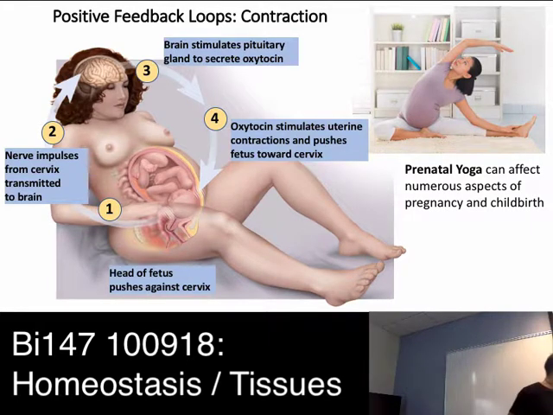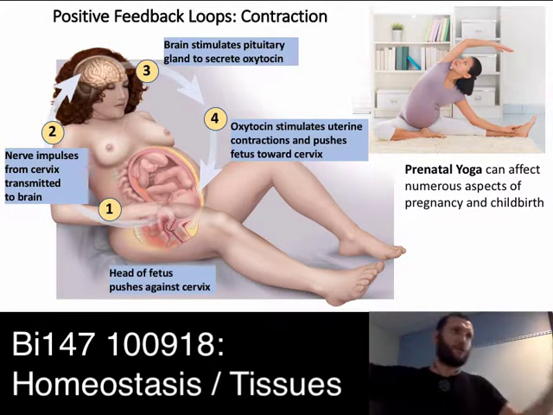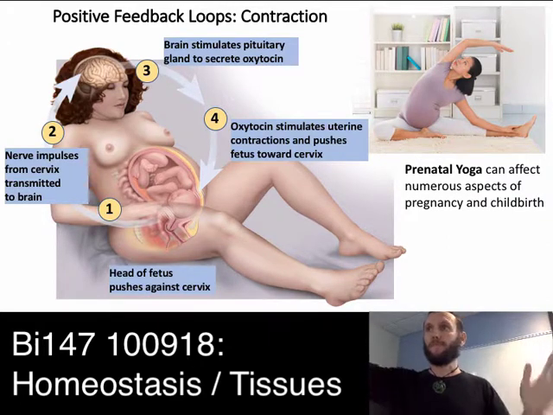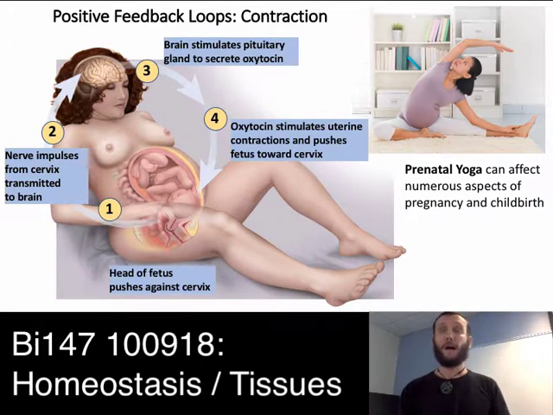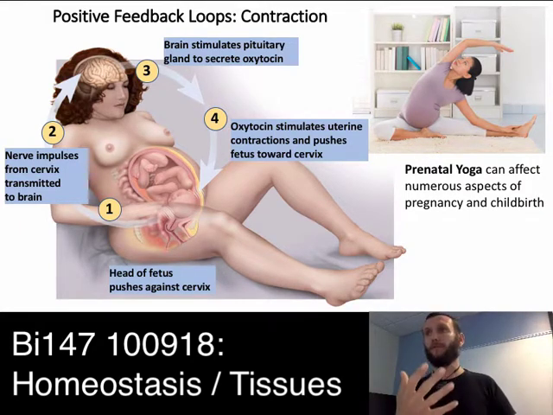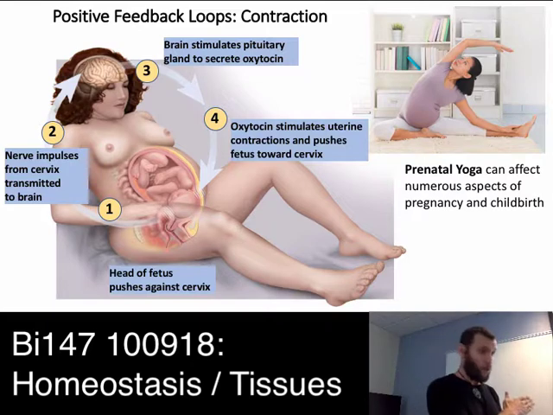But as the head pushes more on the cervix, we get a bigger signal going to the brain, more oxytocin, harder contractions. Has anybody been around, besides your own birth, for the birth of one of your sisters? We had a home birth. My kids were born at home. I was there for all of it.